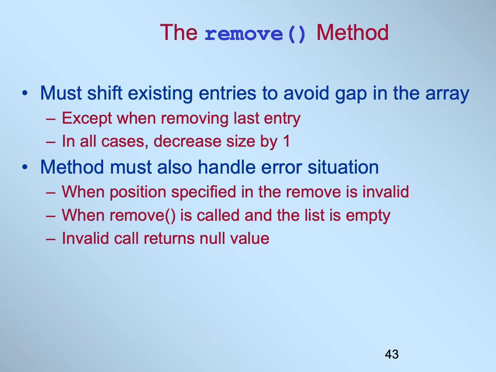Now we will look at the remove method. It must shift existing entries to avoid a gap in the array, except when removing the last entry.